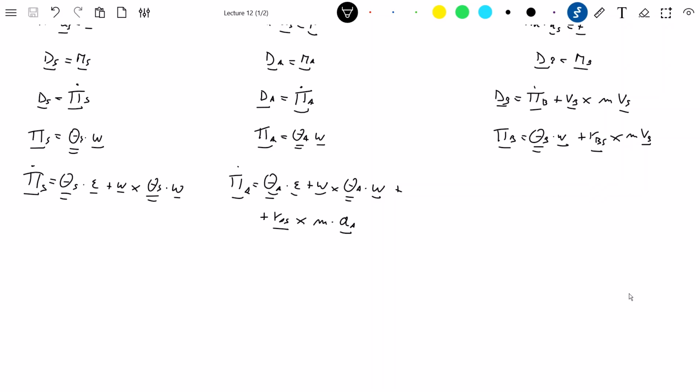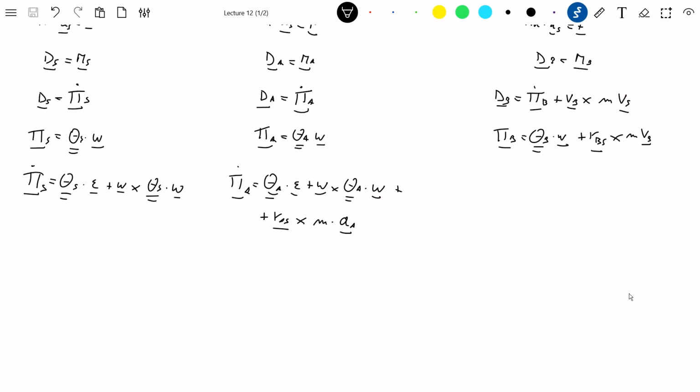Unless this point also has 0 acceleration, in that case you will eliminate this term too. But if it's only 0 velocity, then this term is still there. Take care, because this is often forgotten. Okay, so just take care about that.